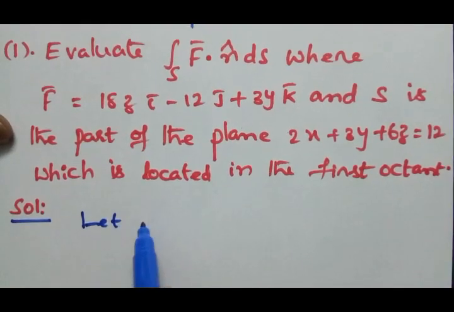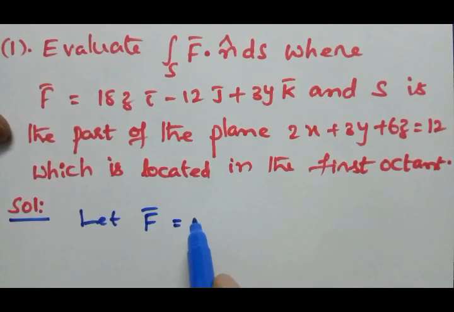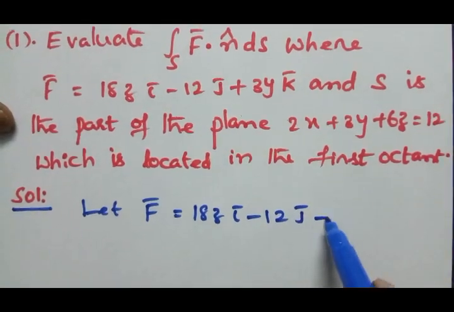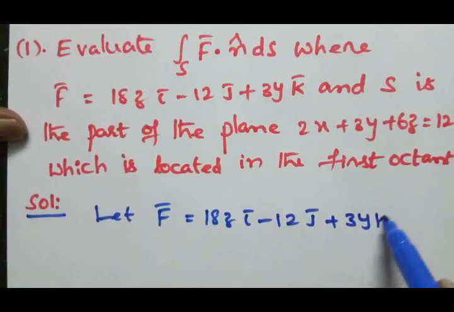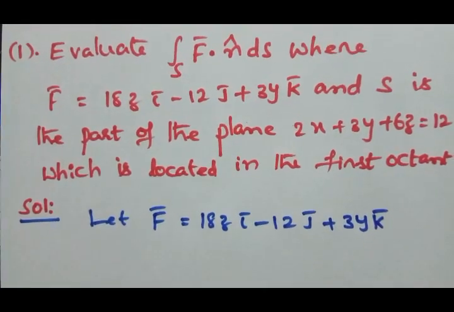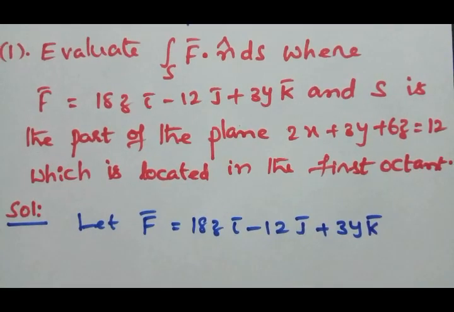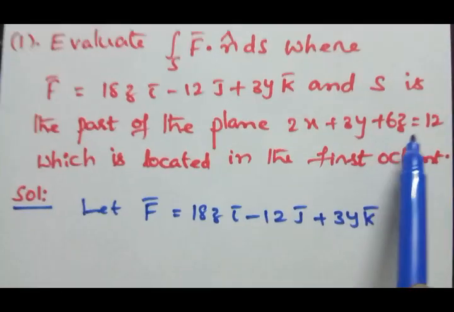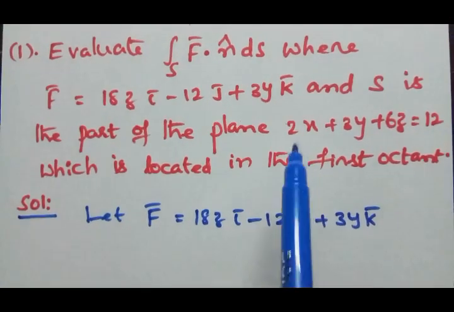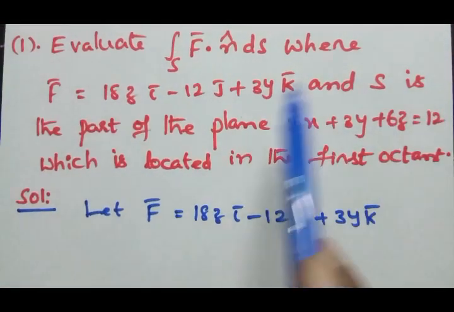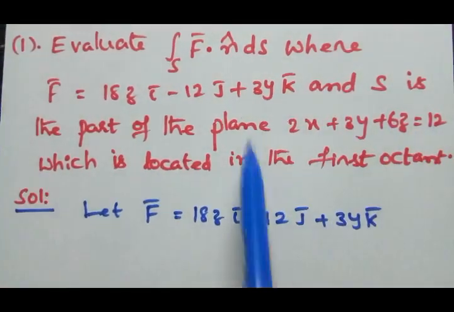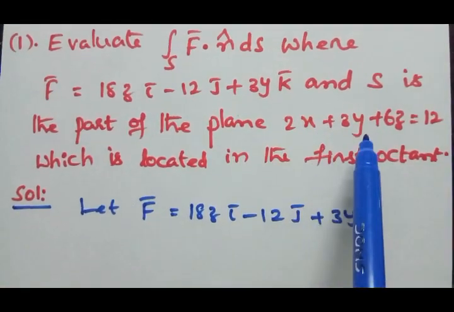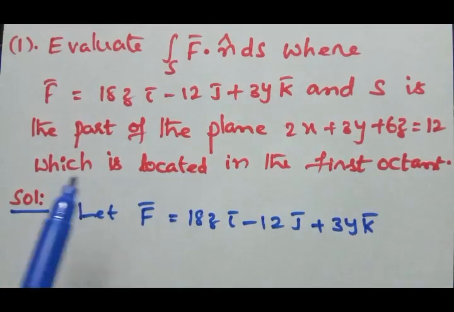Let f bar is equal to 18z i bar minus 12 j bar plus 3y k bar. This is the vector point function defined on the surface S, where S is the part of the plane 2x plus 3y plus 6z is equal to 12. This is the plane in the three-dimensional view.